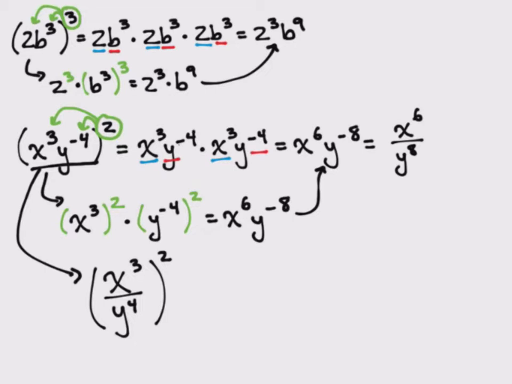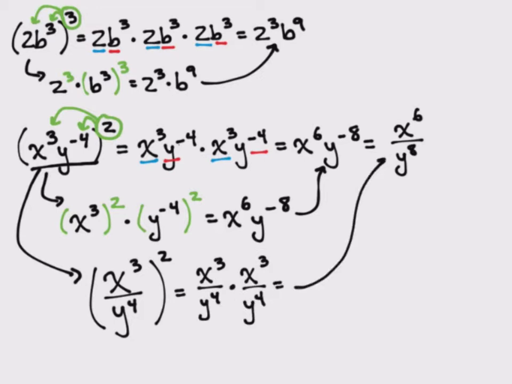Again, we know what it means to square something. It means take whatever it is and multiply by itself 2 times. And of course, we ended up with the exact same answer that we did before. Again, it's kind of like this exponent of 2 applied to both the x to the 3rd and the y to the 4th.